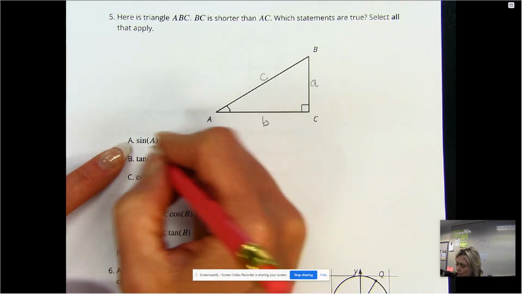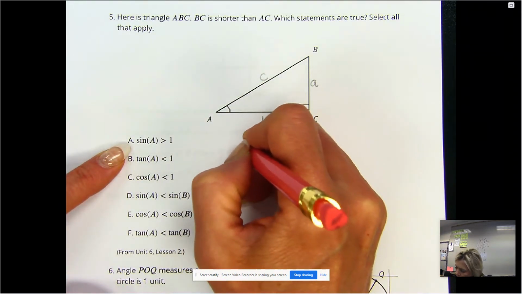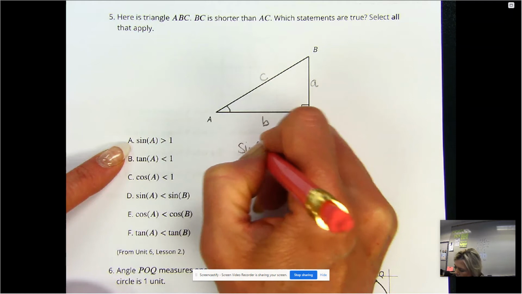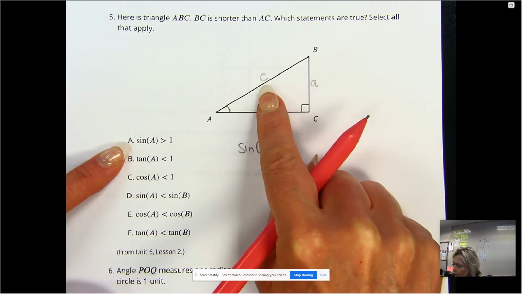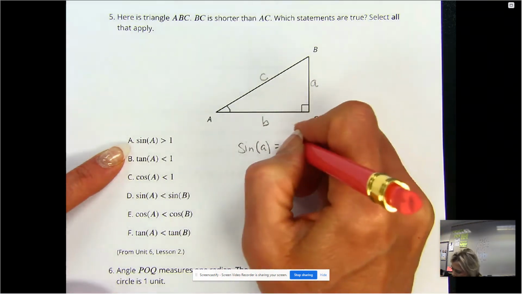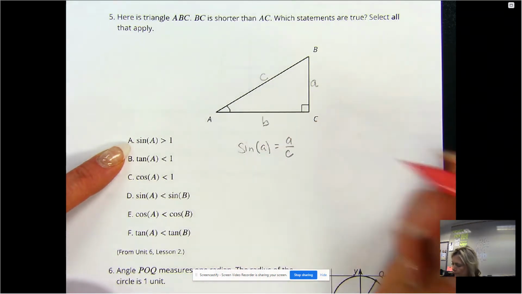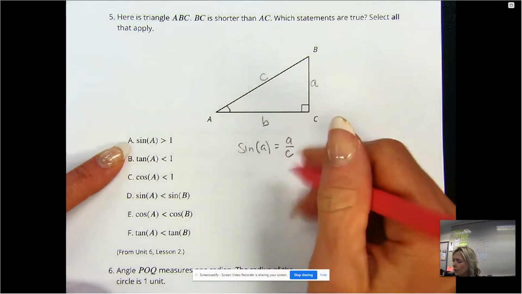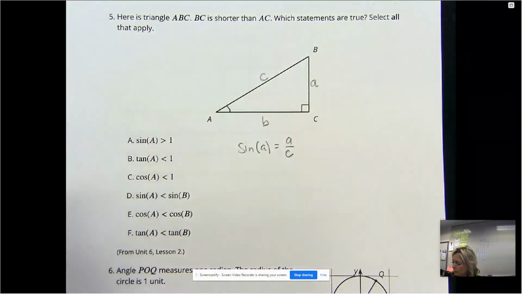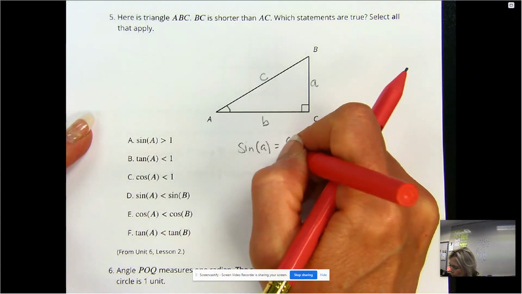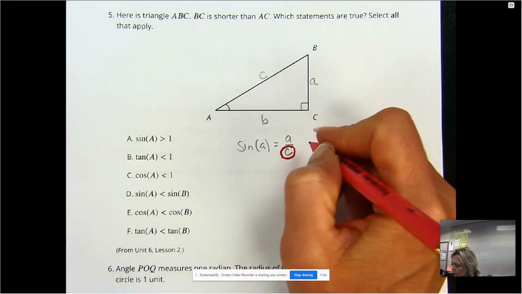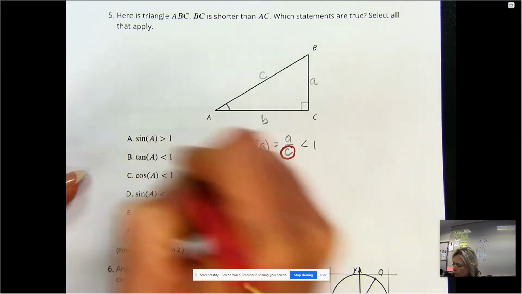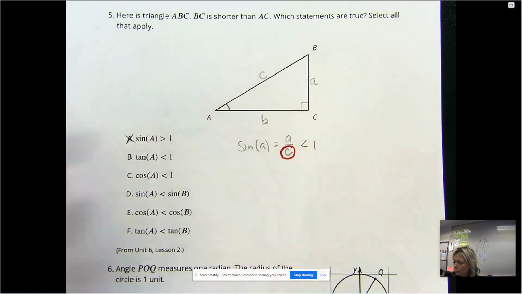So is this true? The sine of A is greater than 1. So the sine of A would be equal to the opposite over the hypotenuse, A over C. Okay, and in this fraction, this is the larger value. So this is going to be less than 1, not greater than 1.